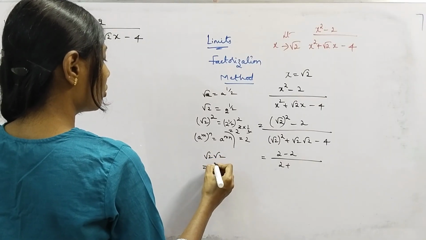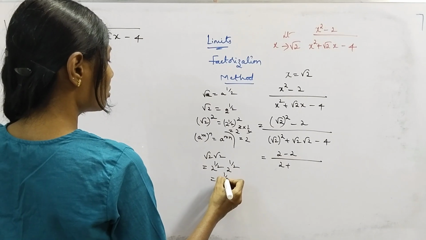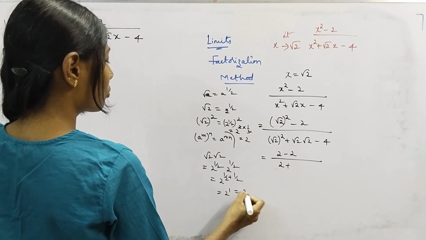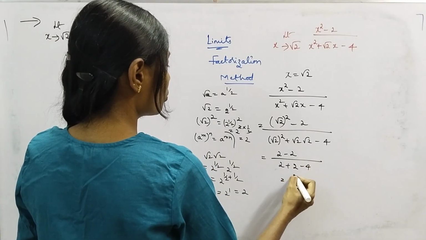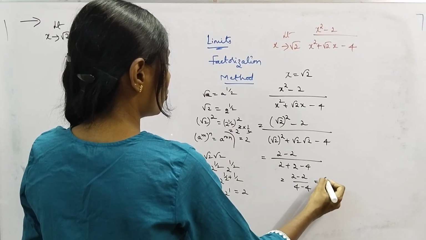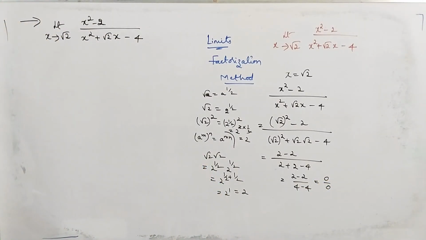Again, you can write root 2 as 2 power 1 by 2 into 2 power 1 by 2. Just add the powers, we'll get half plus half, 1. Just 2, right? Minus 4. This gives us 2 minus 2 by 2 plus 2 minus 4, which is 0 by 0, an indeterminate form.